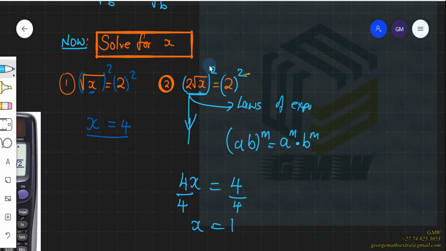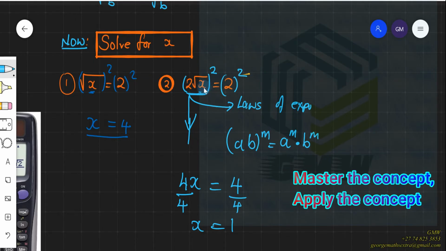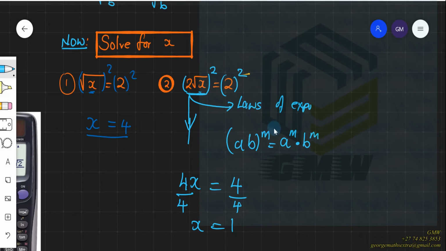What are we learning here? Number 1, for us to eliminate the term that is square root, it must be alone on one side, then I square both sides to have x to be alone. Number 2, when I am squaring both sides here, I need to remember the laws of exponents, that when I am multiplying the terms and they are raised to a certain power, then each one of those terms is to be raised to the power that is outside.